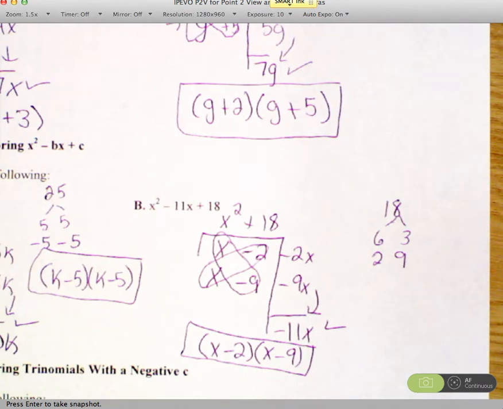So that's what happens when you have the middle term negative. Your two numbers that multiply are going to have to both be negative.